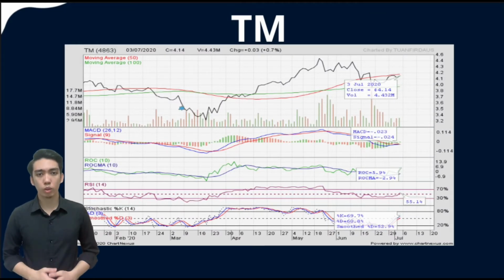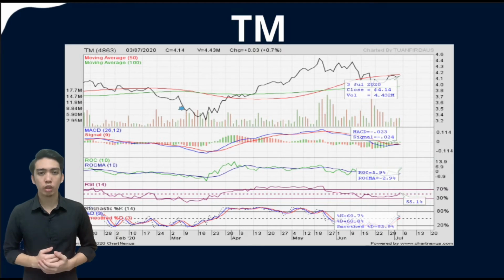Okay, let's start with the first stock, which is TM company. The 3rd of July 2020 is the last day of trading that has been analyzed. This stock has displayed selling signs in the past. The selling indications were indicated by the SMA, MACD, and also ROC. The stock is now trading at 4 ringgit and 14 cents.